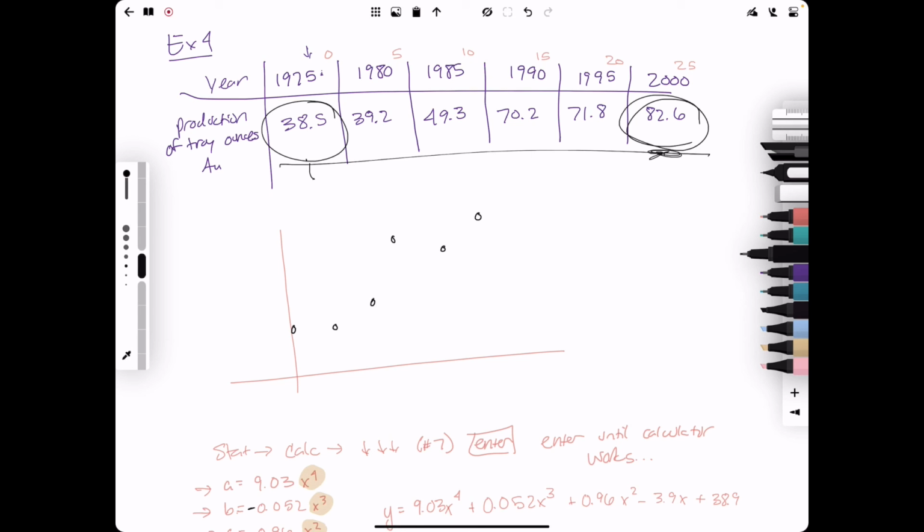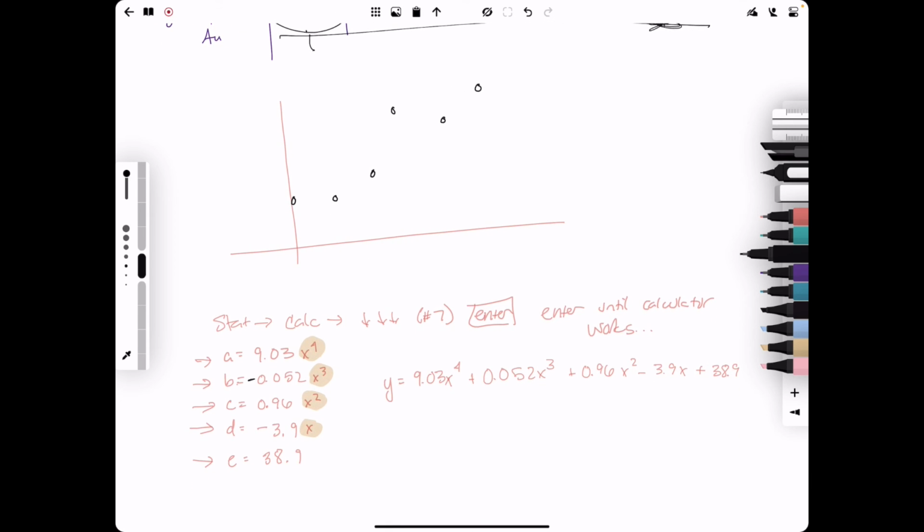I don't know what it's doing. We probably chopped off too many numbers. Yeah, we did. We'll mess around with this.